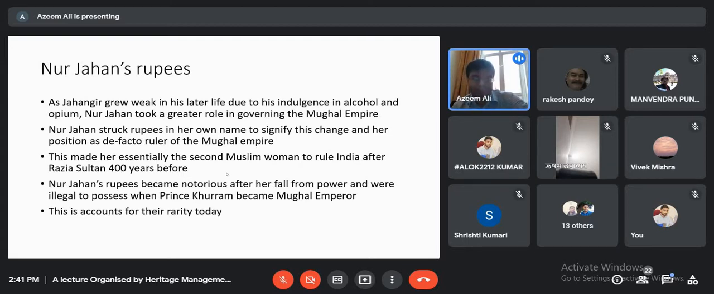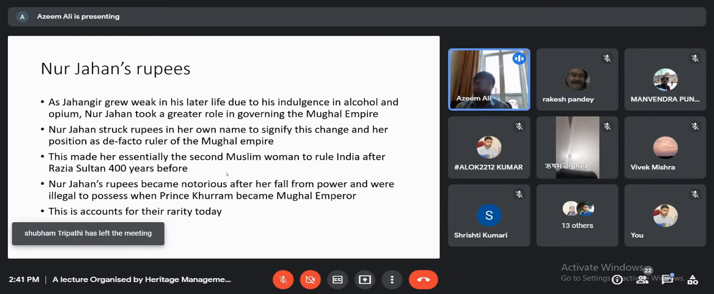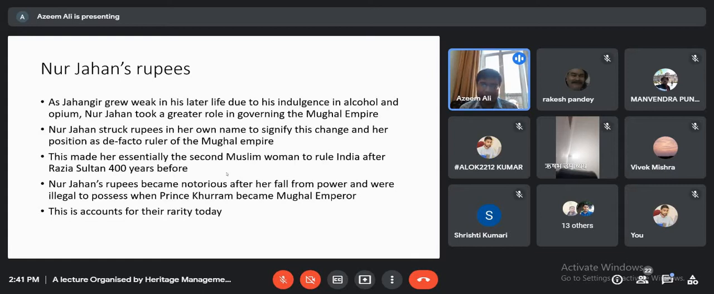And these coins emerged as Jahangir grew weak due to his indulgence in alcohol and opium, and as Nur Jahan took a greater role in governing the Mughal Empire. And Nur Jahan struck rupees in her own name to signify this change and her position as de facto ruler of the Mughal Empire. And this made her essentially the second Muslim woman to rule India after Razia Sultan 400 years before. And Nur Jahan's rupees became notorious after her fall from power and were actually illegal to possess when Prince Khurram became Mughal Emperor.